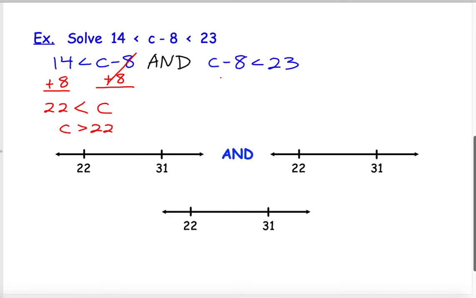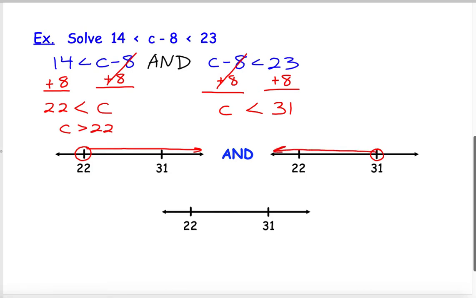Now let's work on the other one. Same idea. We're going to add 8 to both sides to get c by itself. That preserves our inequality. The 8's cancel and I have c on the left. 23 plus 8 is 31 on the right. So c is less than 31. Back on the first one, c is greater than 22: open circle, greater than goes to the right, and c is less than 31, another open circle, going to the left.